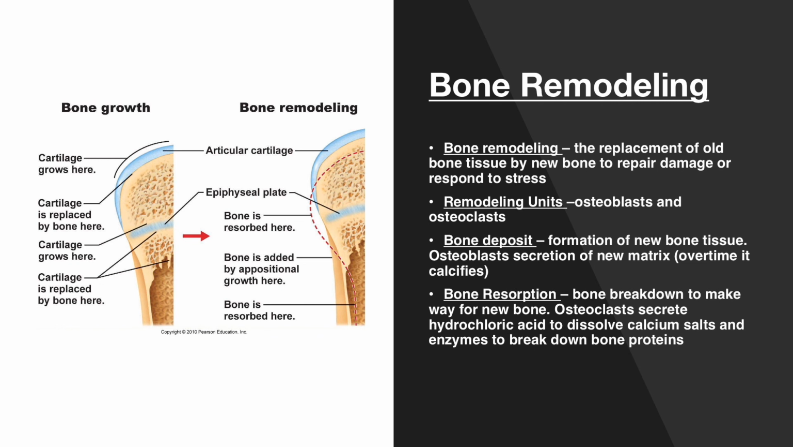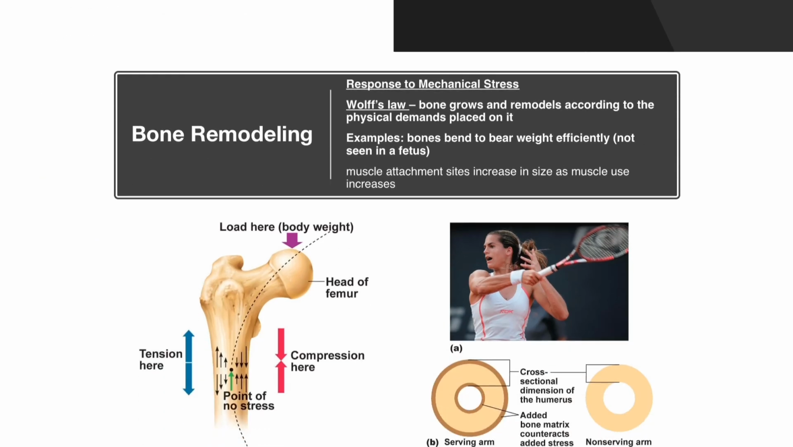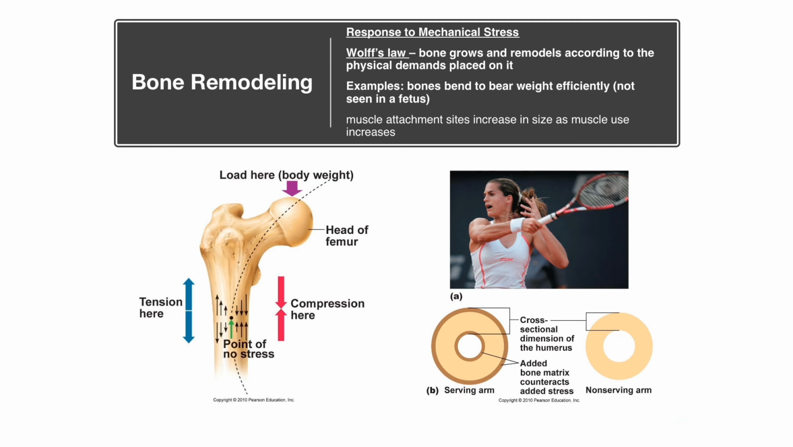Surprisingly enough, though, osteoclasts, which are the resorbers of bone, secrete hydrochloric acid, HCl, and this helps dissolve calcium salts and the enzymes, hence breaking it down. And yeah, that's how we remodel bone. Get it? Got it.